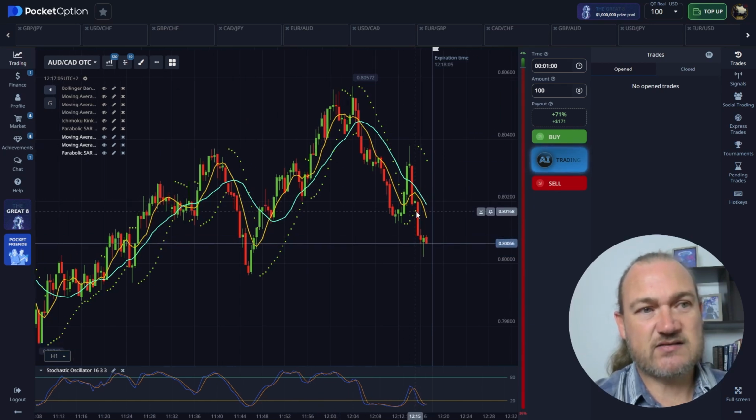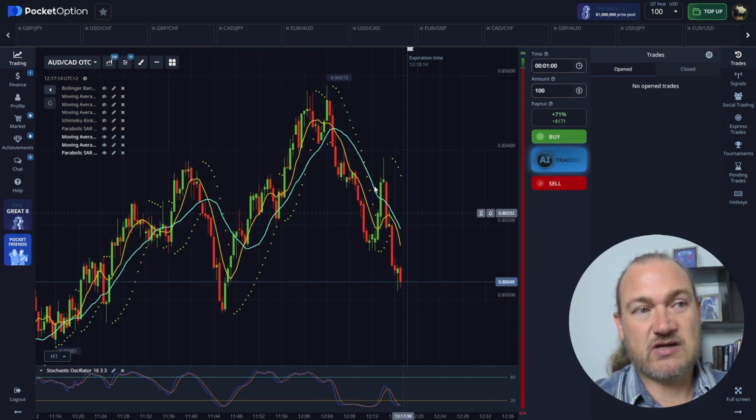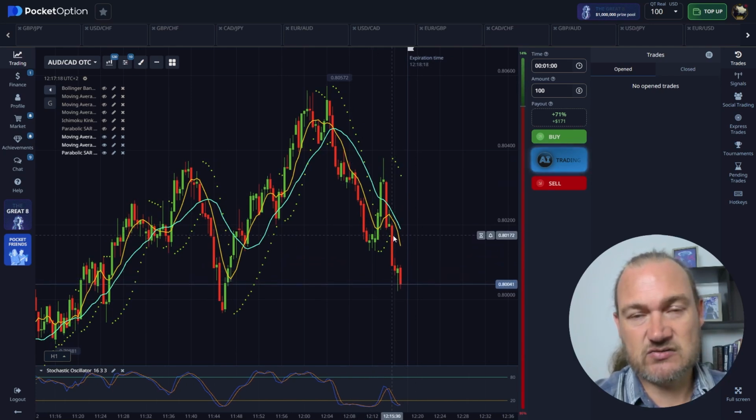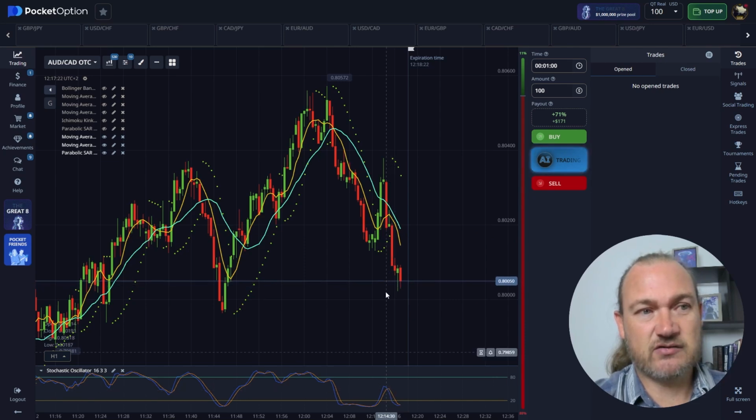We actually had a nice example here as well while I was talking. We broke through, and then came back down again, and we broke the parabolic support because now we're in a downwards move, so we're looking only for sell trades. And if you took a sell trade here as soon as the parabolic was broken, we can also see that the stochastic has already turned down.